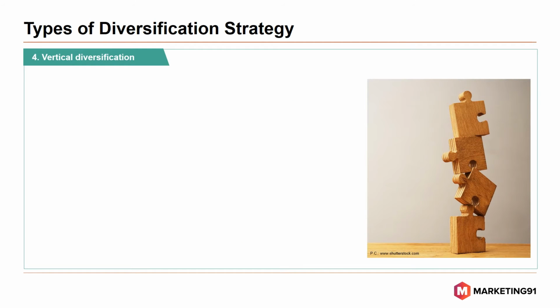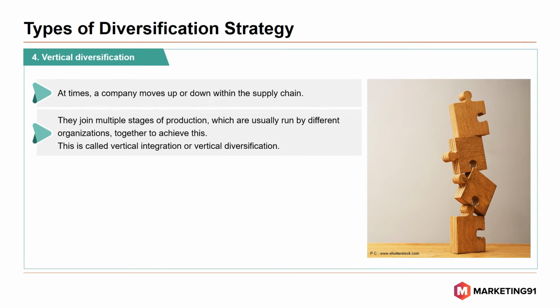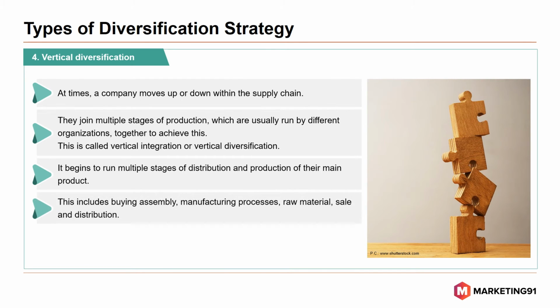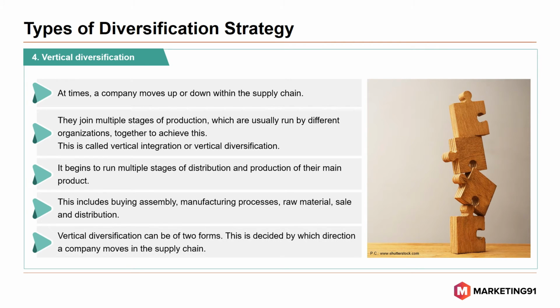Next, vertical diversification. At times, a company moves up or down within the supply chain. They join multiple stages of production, which are usually run by different organizations, together to achieve this. This is called vertical integration or vertical diversification. It begins to run multiple stages of distribution and production of the main product. This includes buying, assembly, manufacturing processes, raw material, sale and distribution. Vertical diversification can be of 2 forms.